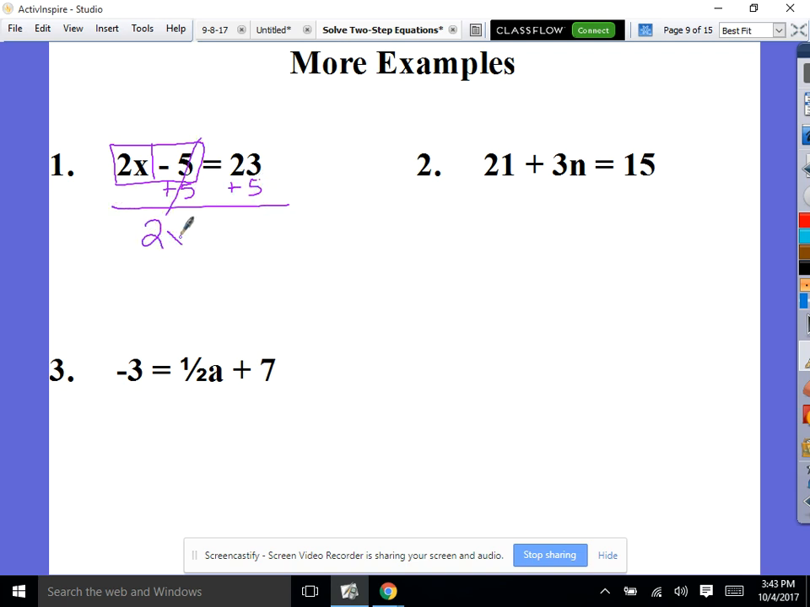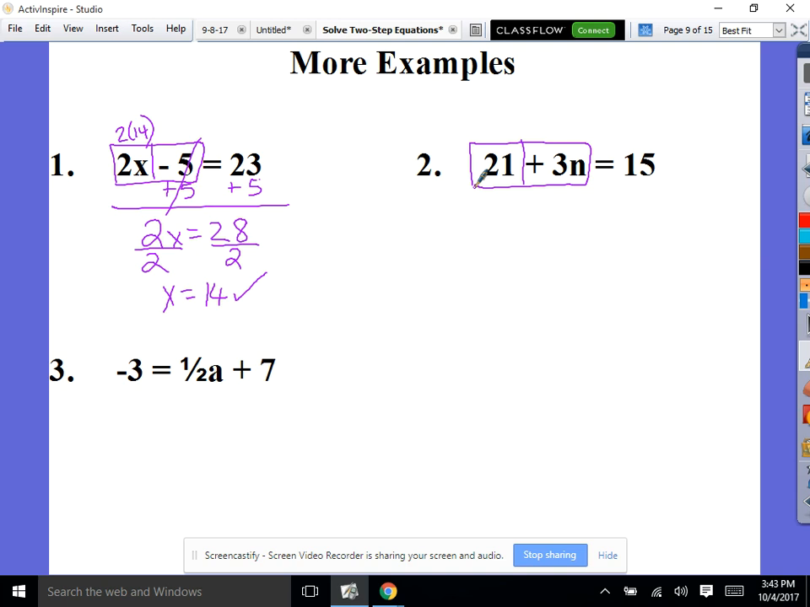That leaves us with 2x equals 28. And now it's a one-step equation. You divide and conquer so that x equals 14. So this says 2 times 14, which is 28, minus 5 equals 23. And that is correct.